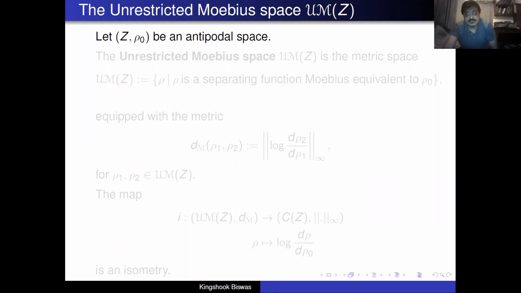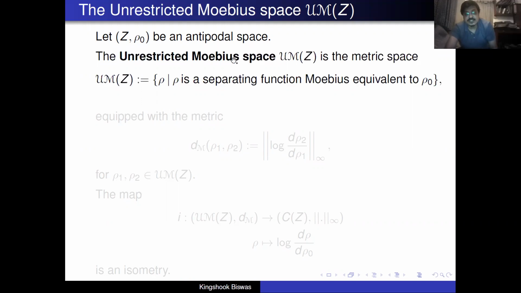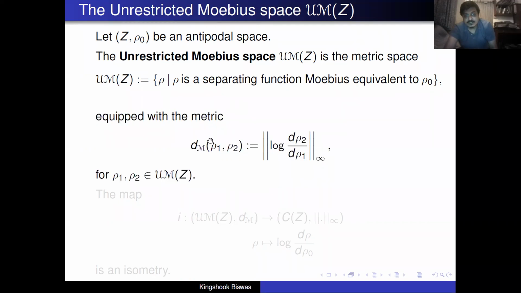Now, we're going to define certain metric spaces. Let (Z, ρ0) be an antipodal space, so ρ0 is an antipodal function on Z. Then the unrestricted Moebius space UM(Z) is the set of ρ such that ρ is a separating function which is Moebius equivalent to ρ0. What is the metric on this set? The distance between ρ1 and ρ2 is the sup norm of the log of the derivative dρ2/dρ1. This turns out to be a metric on this set of separating functions Moebius equivalent to ρ0.